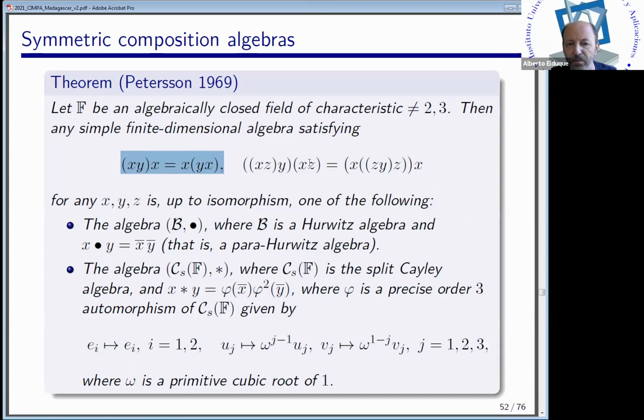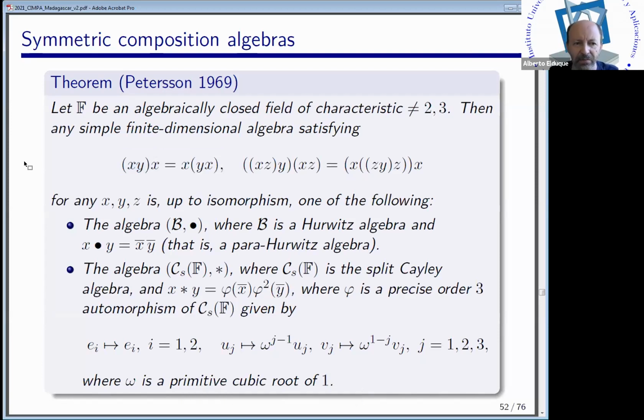But any symmetric composition algebra also satisfies this other identity. Because here we get a scalar multiple of y given by the norm of x times z. And the same happens here because of the multiplicative property of the norm. So any symmetric composition algebra over an algebraically closed field of characteristic different from 2 and 3 must appear here.